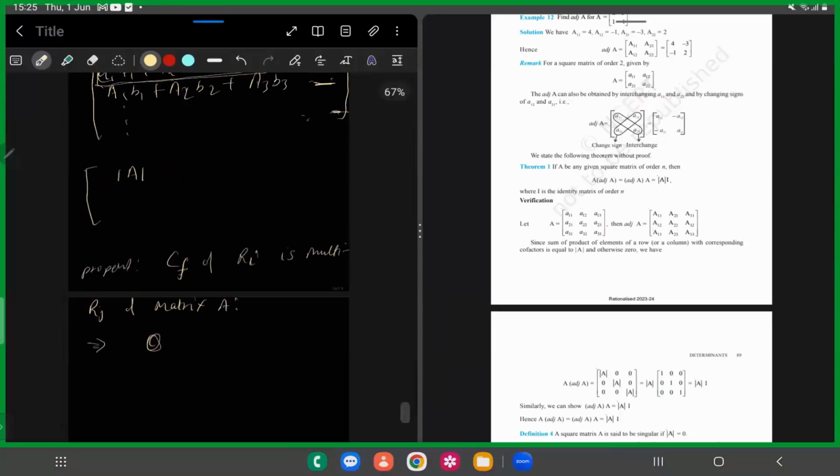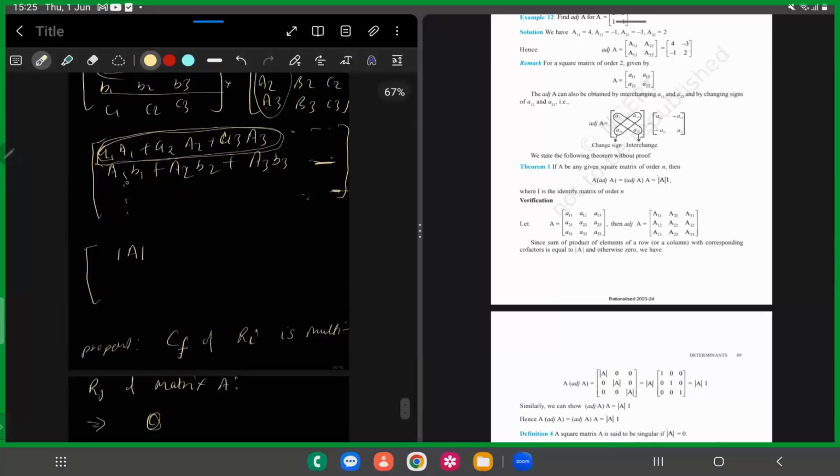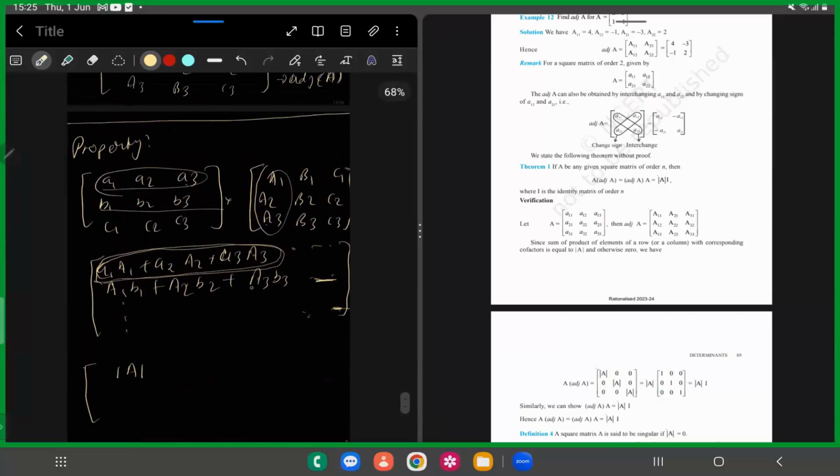Simply, you are seeing that A1, A2, A3 are the cofactors of the first row, whereas B1, B2, B3 is our second row. So these two are distinct rows, and this value will be equal to 0. Similarly this value will also be equal to 0, this value is also equal to 0, and again this value. If you calculate this value, this one is the fill in the blanks.